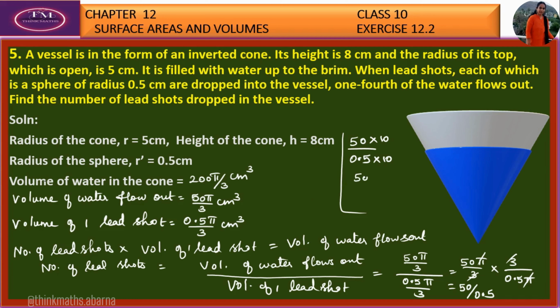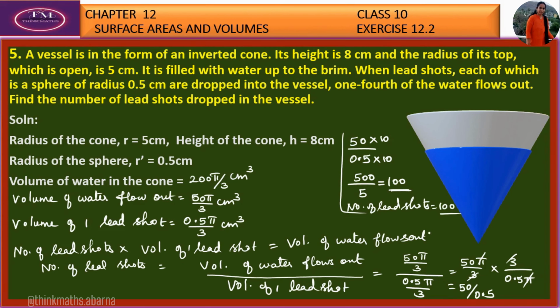So it will become 50 divided by 5, not 50. So 50 into 10 is 500 divided by 5, which is equal to 100. So the number of lead shots needed so that 1/4 of the water flows out will be equal to 100 lead shots. So the number of lead shots is equal to 100. So this is the answer we need.